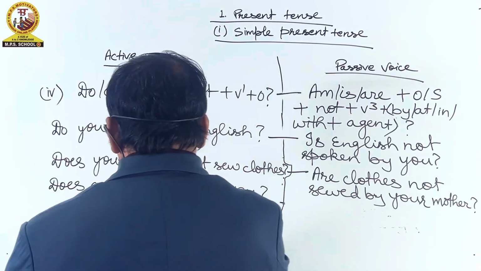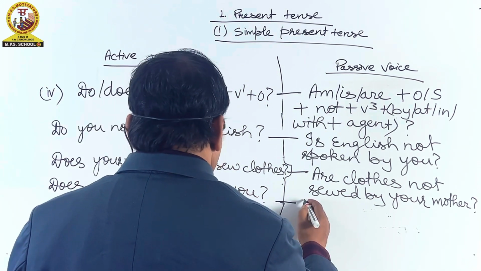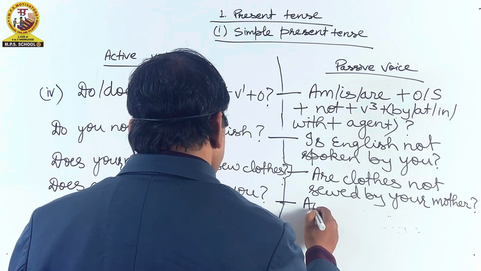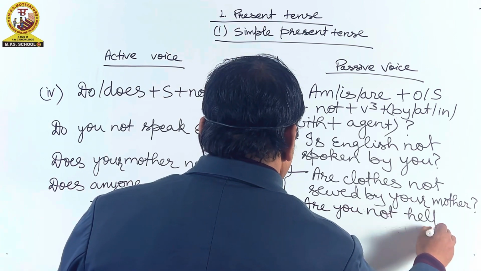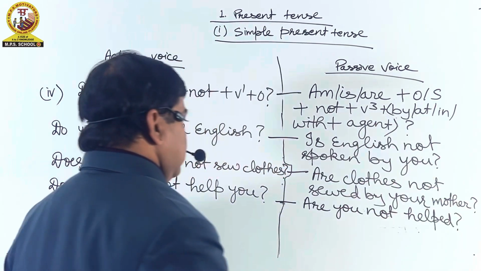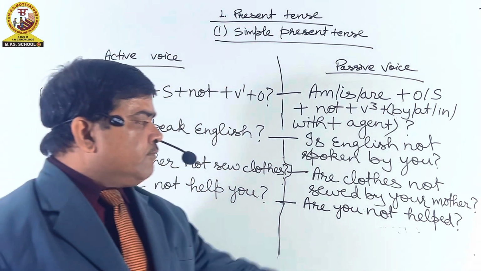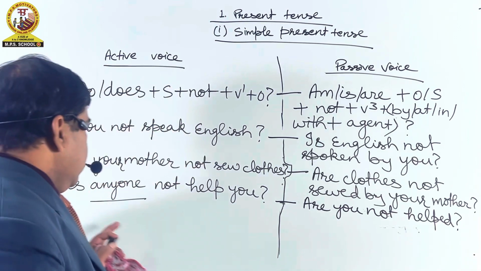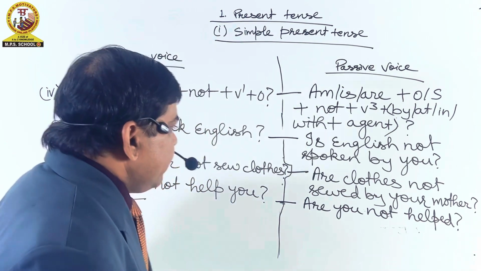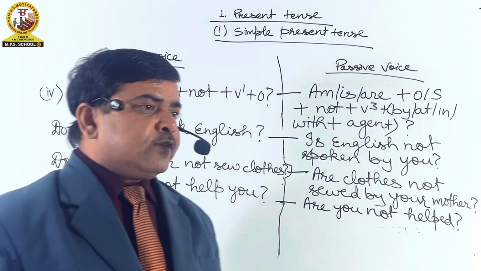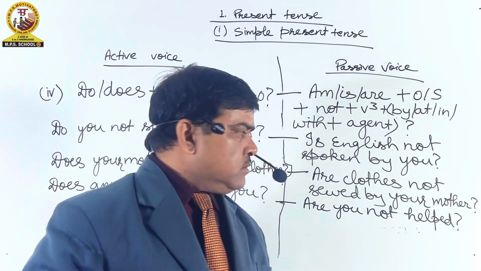So we will not use anyone as the agent. Are you not helped? We will not use by anyone. We will not write by anyone after helped, because here anyone is an indefinite pronoun and it denotes an indefinite person. So we will not use any vague noun or pronoun as the agent in passive voice.